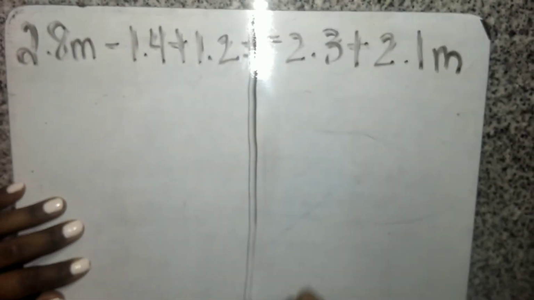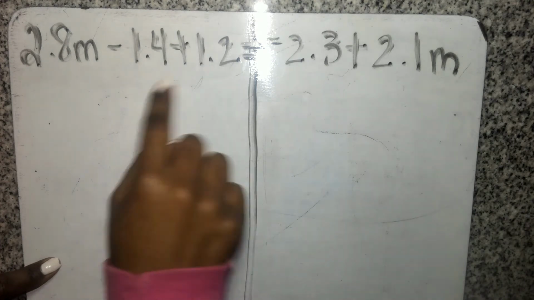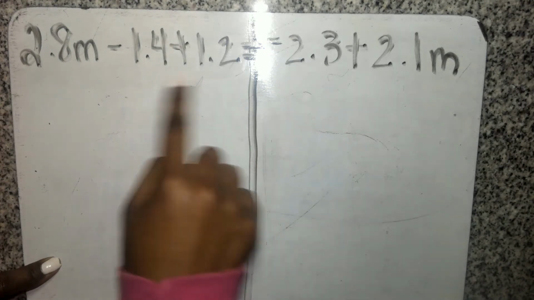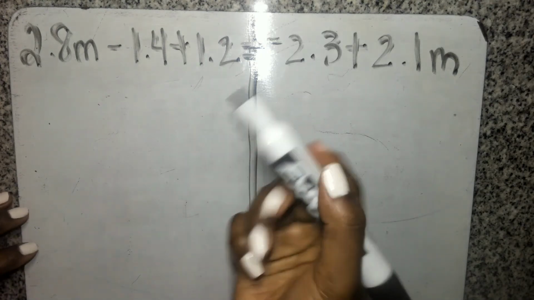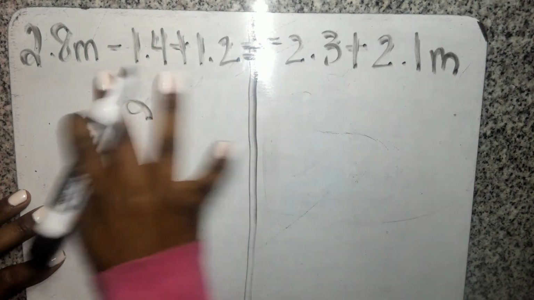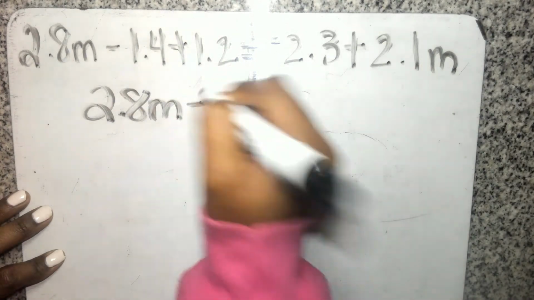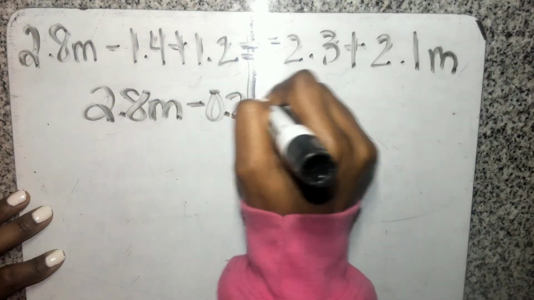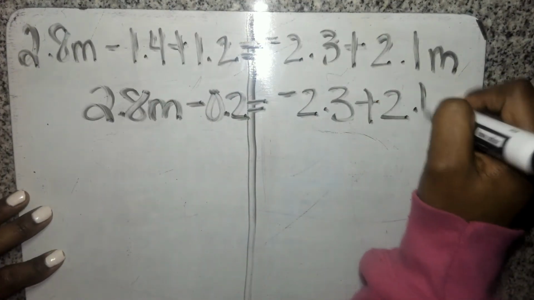You'll notice something different about this one. If you notice on the left-hand side, we have two like terms, which means that we can combine them. Okay, so once we combine negative 1.4 plus 1.2, you will have on this side 2.8m minus 0.2 equals negative 2.3 plus 2.1m.